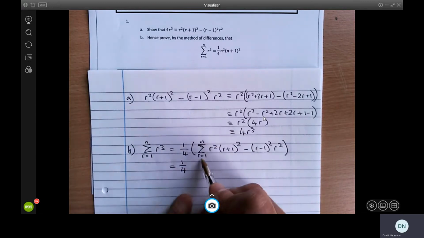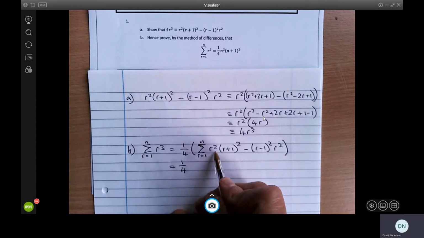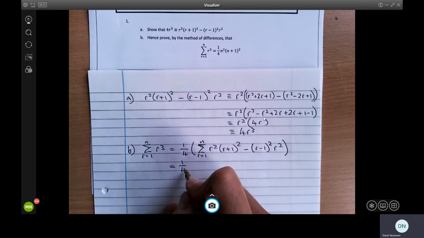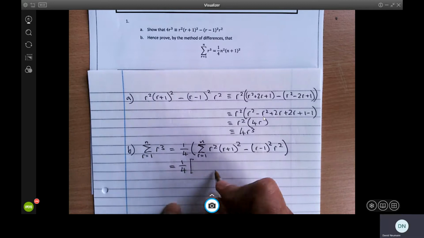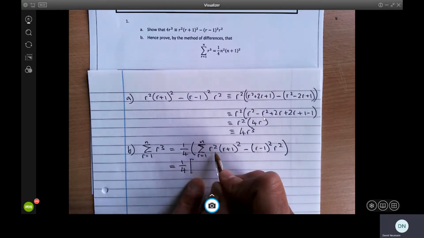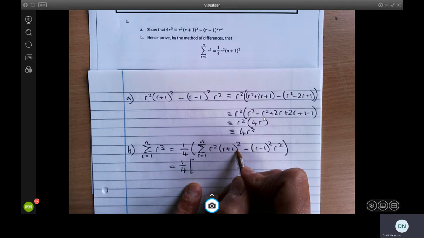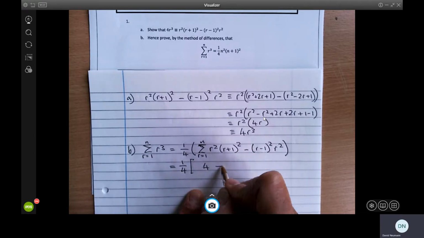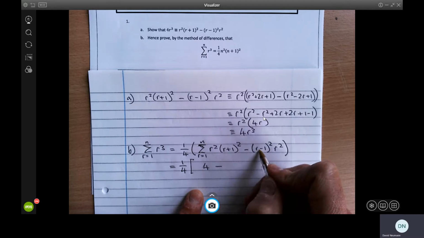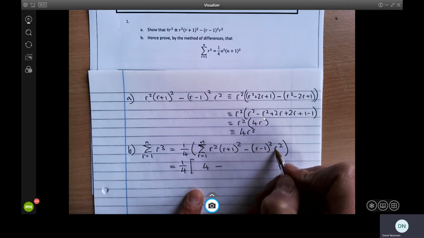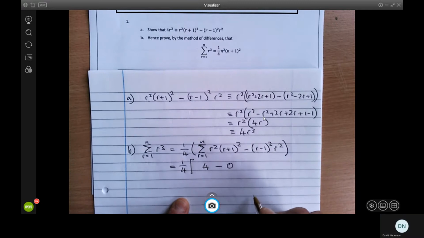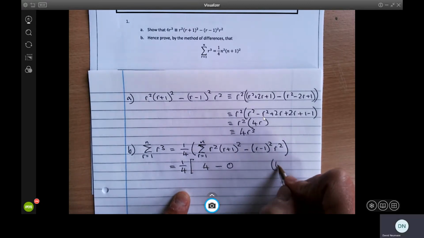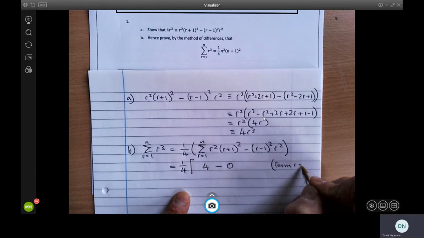So what we're going to do is consider the first term here. So the first term is with r equals 1. Well, that's going to be, let's put a square bracket here. The first term with r equals 1, if we put 1 in there, we're going to get 1 squared times 2 squared, which is 4. Minus, put 1 in there, we're going to get 0 squared times 1 squared, which is 0. So that's term r equals 1.